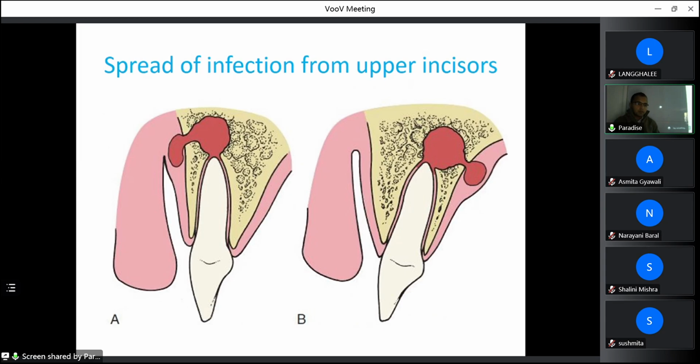Let's say there is a periapical infection in the upper central incisor. If it is carious and the patient has not undergone treatment, it may involve the pulp. Initially it will involve the coronal pulp, then the radicular pulp, then it leads to periapical infection.